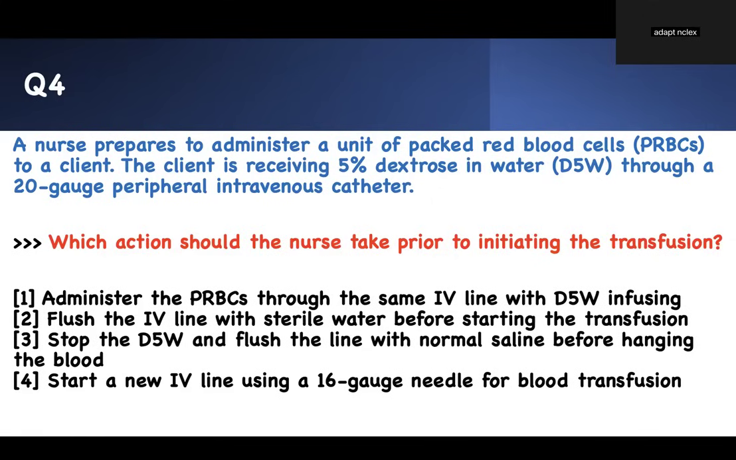Start a new IV using a 16 gauge needle for blood transfusion? That means we think the 20 gauge is not enough. A 16 gauge needle is good. It's big. Blood can go through there, but there's no indication. Test taking strategy: 20 gauge is enough for blood transfusions. Therefore, you don't need to place a new one. This is the way I want you to think about the question and think about it well. Therefore, 3 is the answer.